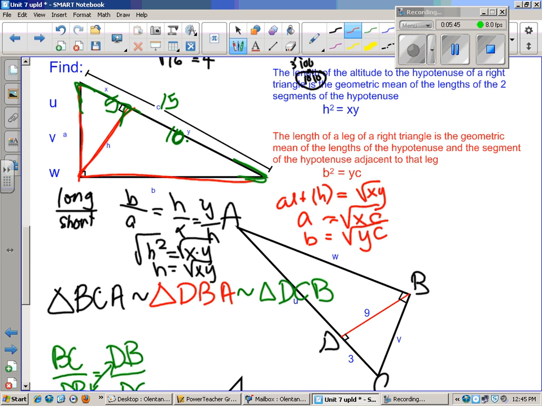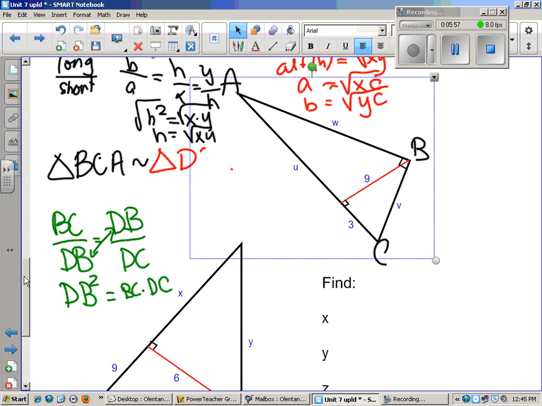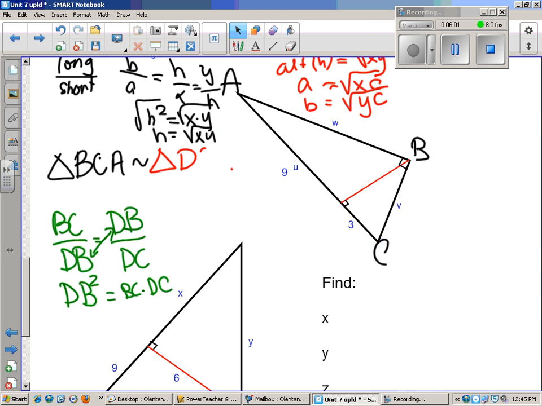Well, let's do some examples. Okay? So let's say, let's use this. And let's start out simple. Let's move 9 and U. Flip them. Okay. So let's find U, W, and V.